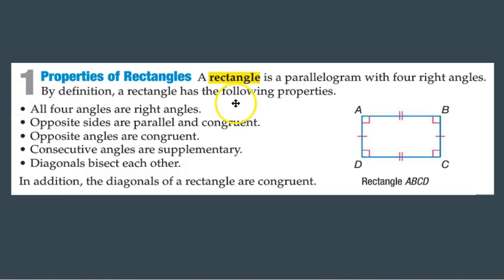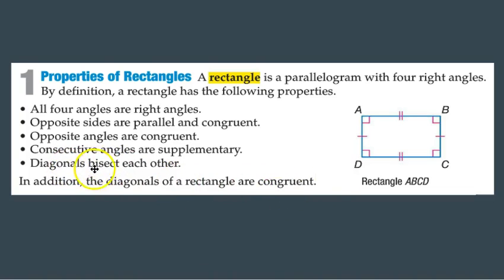All 4 angles are right angles, which we have here. Opposite sides are parallel and congruent. Got it? Opposite angles are congruent. They have to be. Consecutive angles are supplementary. Remember, when we're talking about consecutive angles being supplementary, we're saying they have to add up to 180 degrees. 90 plus 90 is 180 degrees.